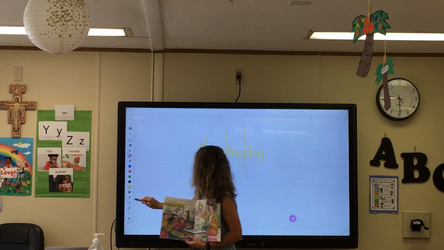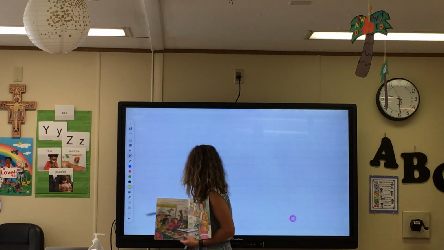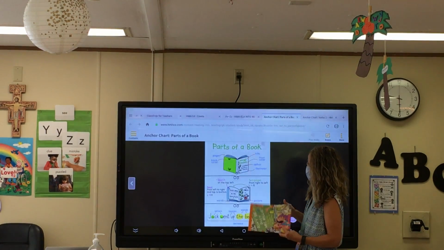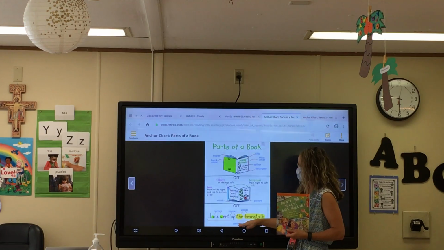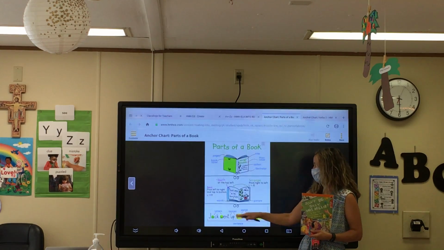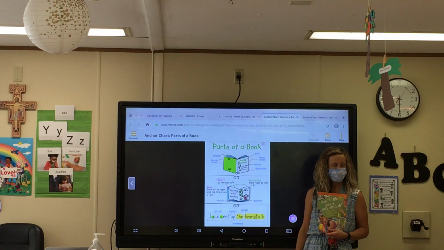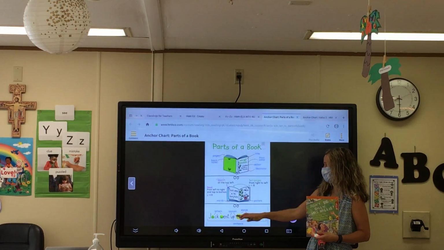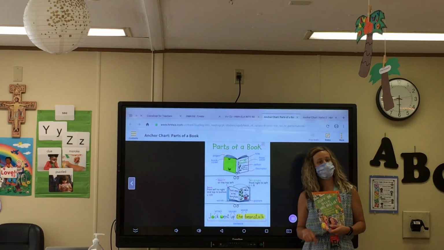Okay, great. All right, so let me go back here. Okay, so that was parts of a book. And then this is a sentence that's labeling here. Jack went up the beanstalk. You ever heard that story before? Jack and the beanstalk? Okay, so that's what the story is. So that's a sentence, with spacing.